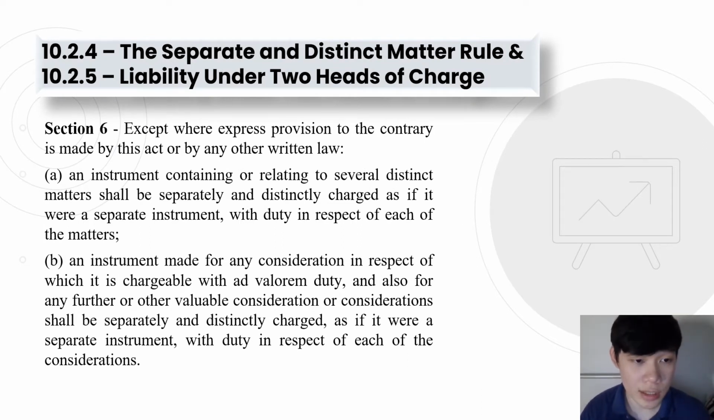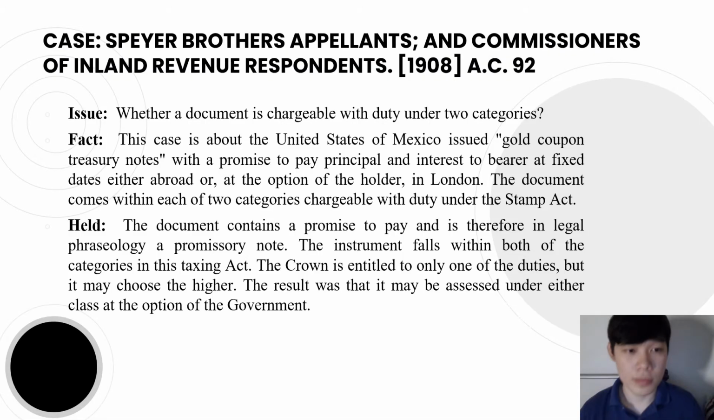Section 6 says that an instrument containing several distinct matters should be separately and distinctly charged as separate instruments. Where an instrument falls under 2 separate items of the first schedule of the Act, the collector has the right to collect duty on the item where stamp duty is higher. If an instrument falls within 1 or more items of charge, revenue may claim the larger duty. The issue for this case is whether a document is chargeable with duty under 2 categories.